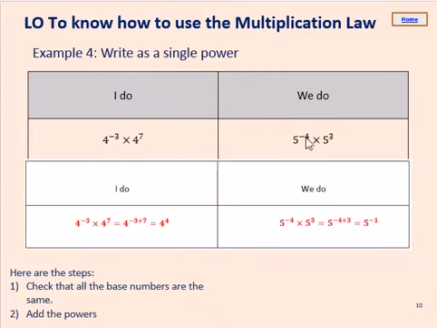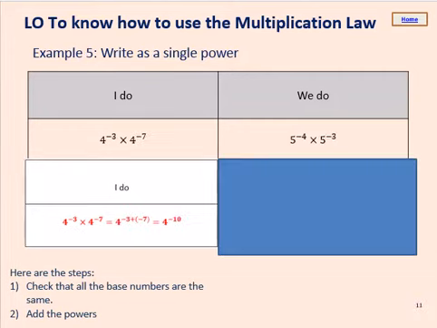So 5 to the power negative 4 times 5 to the power 3. Negative 4 add 3 gives negative 1, so it's 5 to the power of negative 1. Give yourself a tick in green pen if you got that right, and correct it if you made a mistake.